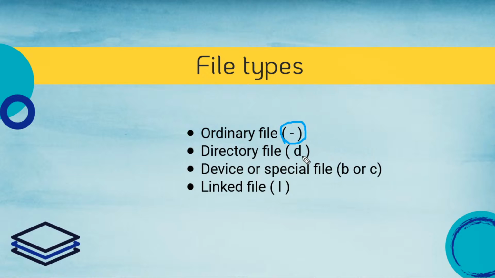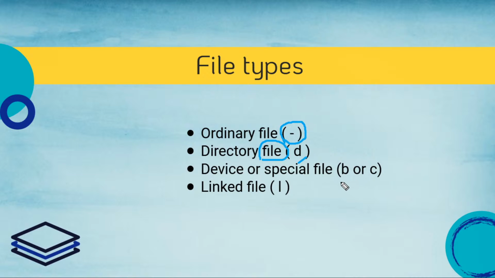Directory file, identifier D. Here we call a directory also a file, because everything in Linux is considered a file. You create a directory, that is also a file, so we call it a directory file. You install a device, even a device is treated as a file. So we have identifiers for device files as well.